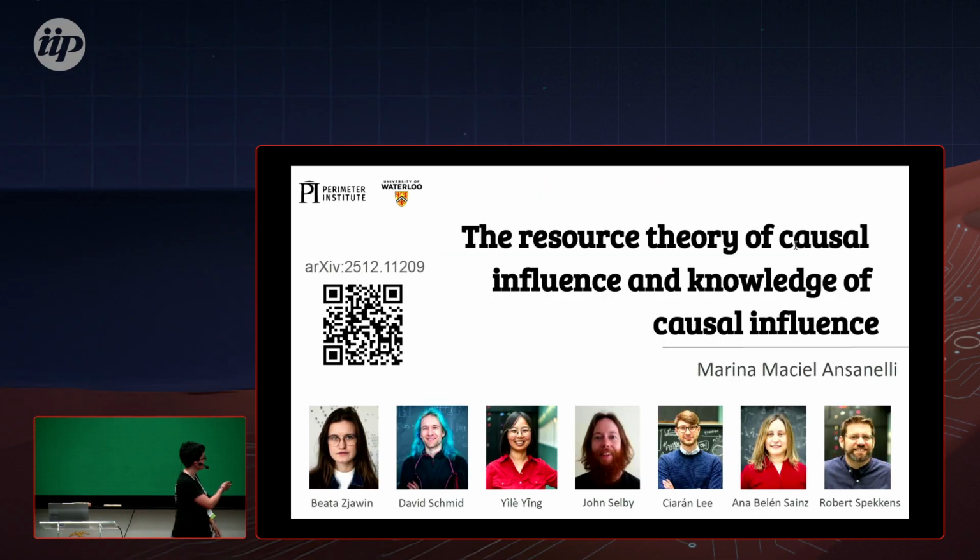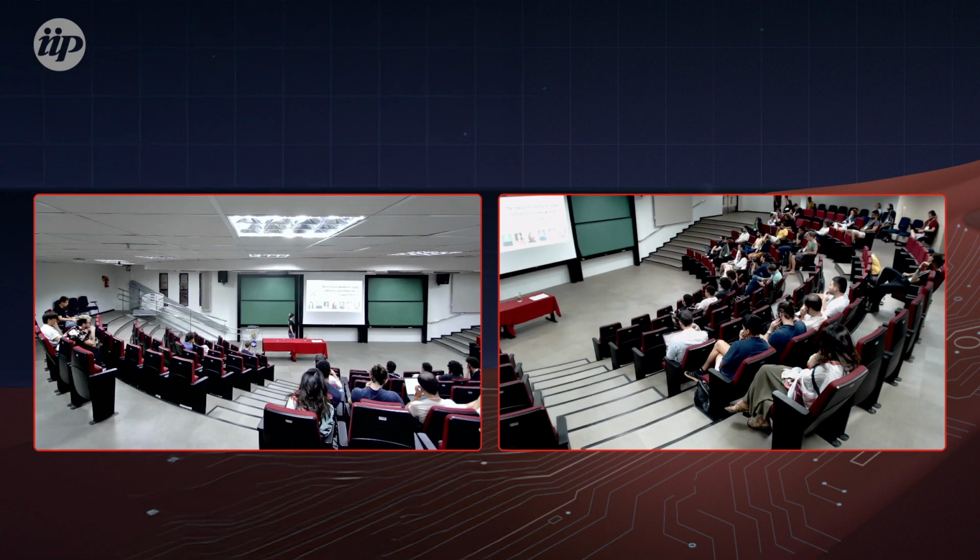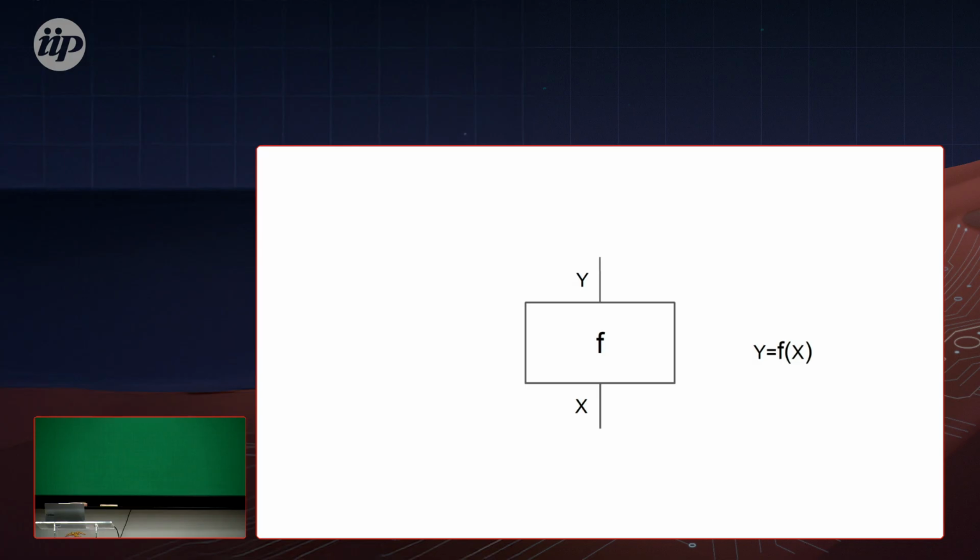Okay, so today I'm going to talk about this paper that we put together, all of these people and I. In December, we put it on arXiv. And this is a resource theory project. So what are the kinds of objects that I'm going to be interested in this resource theory? The first kind of object is something like this. It's a function from a variable x to a variable y.